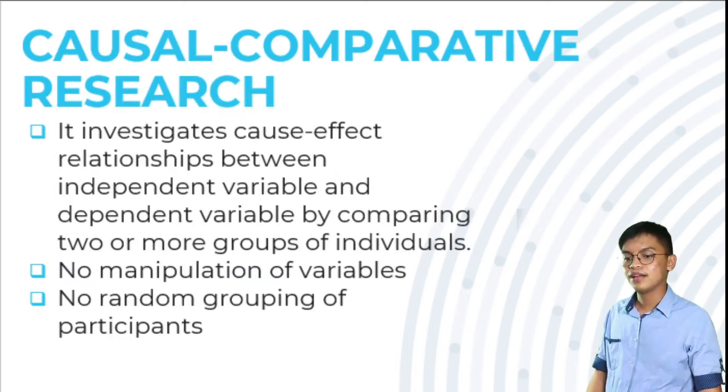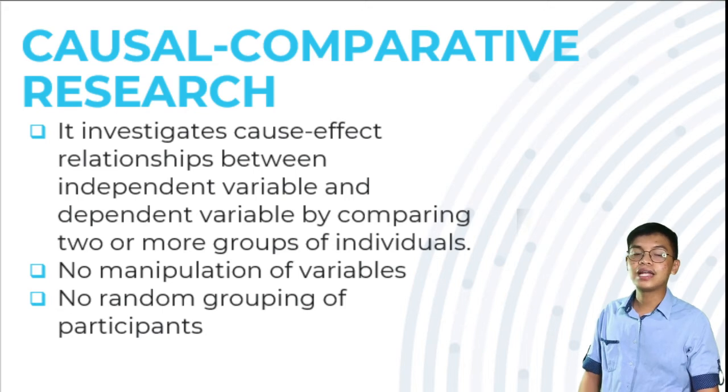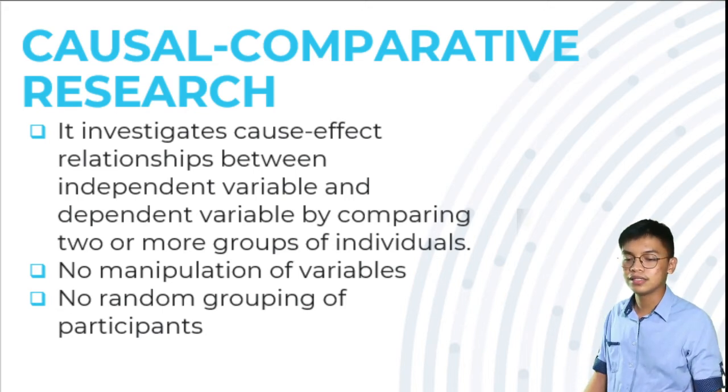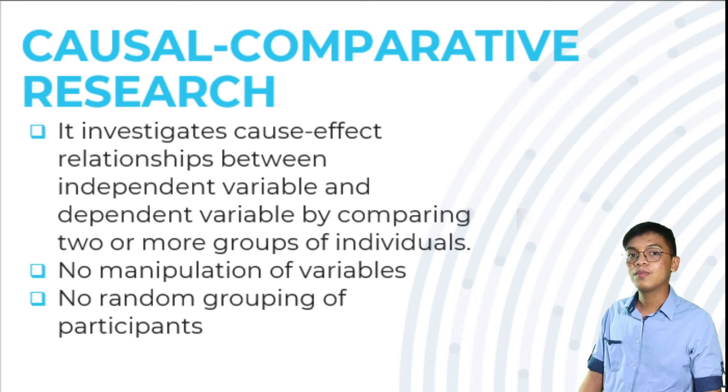The next kind of research is causal comparative, which is also known as ex post facto research. In causal comparative research, we're trying to compare groups of people to see if there is a cause and effect relationship between the independent variable and dependent variable.